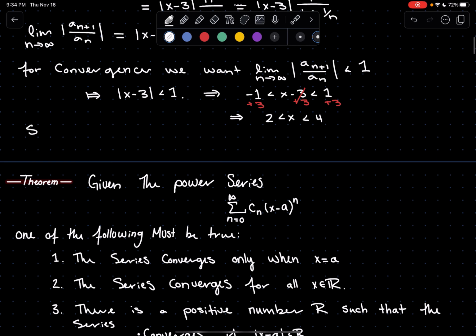So for any x in, that's what this symbol means, this little E symbol means in, the interval 2 to 4, our series will converge.